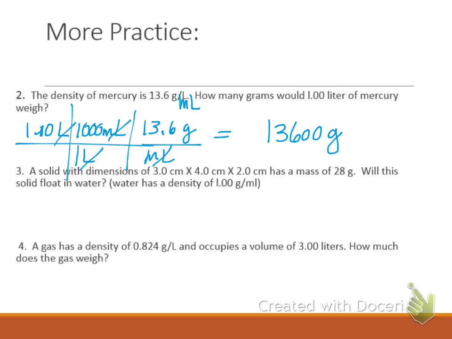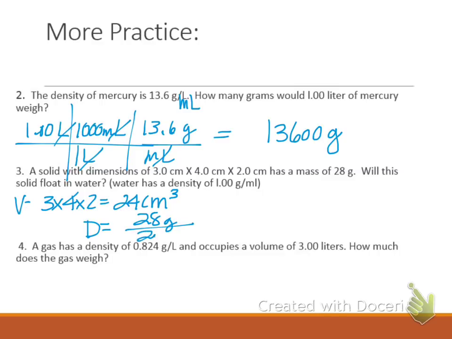The next one says a solid has these dimensions and a mass of 28 grams. Will this solid float in water? So we just have to see what its density is. Is it greater or less than 1? Volume is 3 times 4 times 2, 24 cubic centimeters. Then density is 28 grams divided by 24 centimeters cubed, 1.16, something like that. So it would sink.